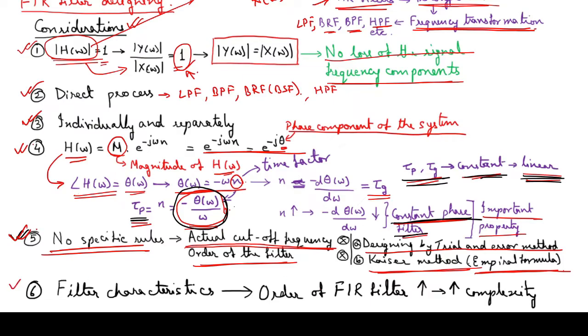Now, what are the filter characteristics? Lastly, the filter characteristics. We have the order of the FIR filter, which is very high. I already told you that the order of the filters is very high, and since the order is very high, there is an increased complexity. What type of complexity? There is an increased mathematical complexity while designing the FIR filters. Okay.